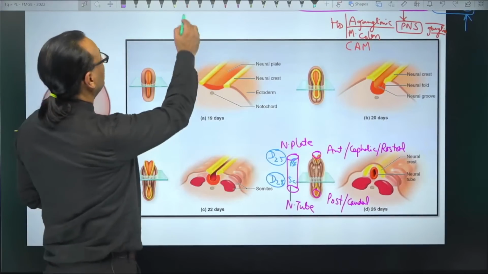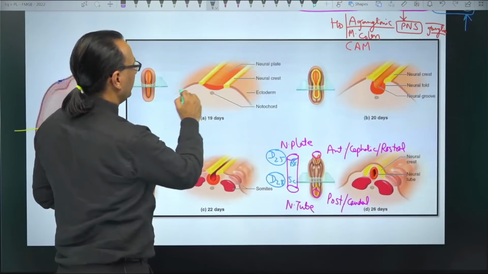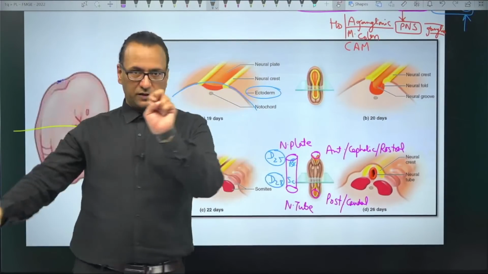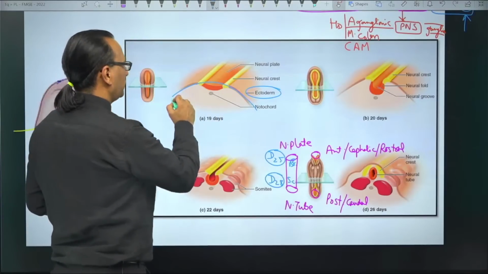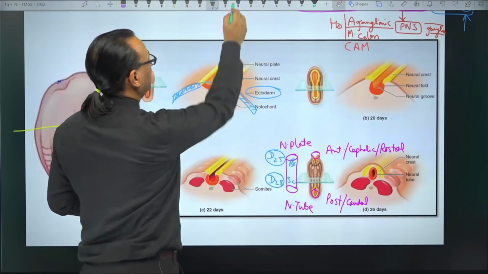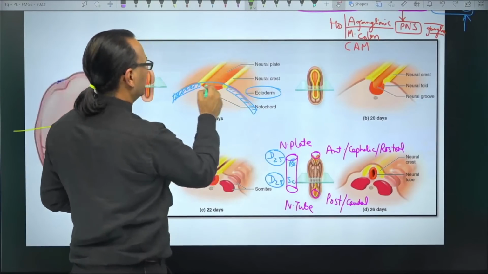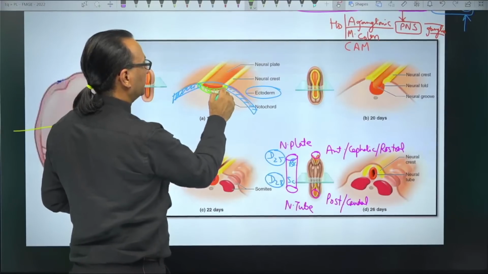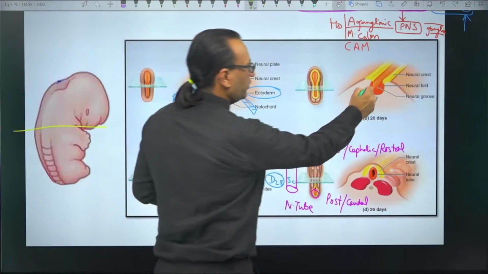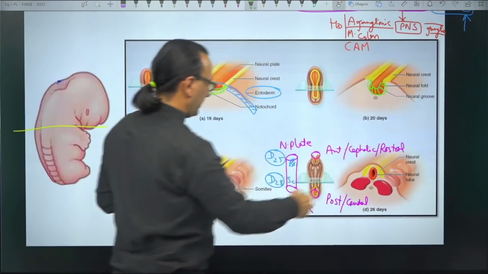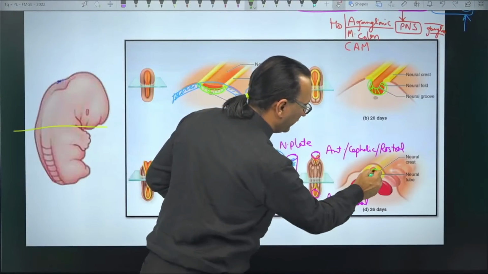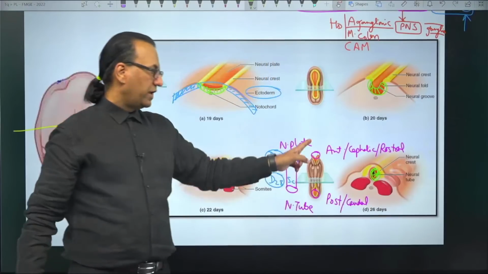You will notice now here, in the beginning, this is the ectoderm. And this ectoderm is divided into two parts: one which is to the periphery, the surface ectoderm, and one which is in the center, the neural plate ectoderm. So in the center there is a neural plate, and that neural plate becomes a neural fold, and that neural fold becomes a neural tube, which is forming here, but it has already formed here.